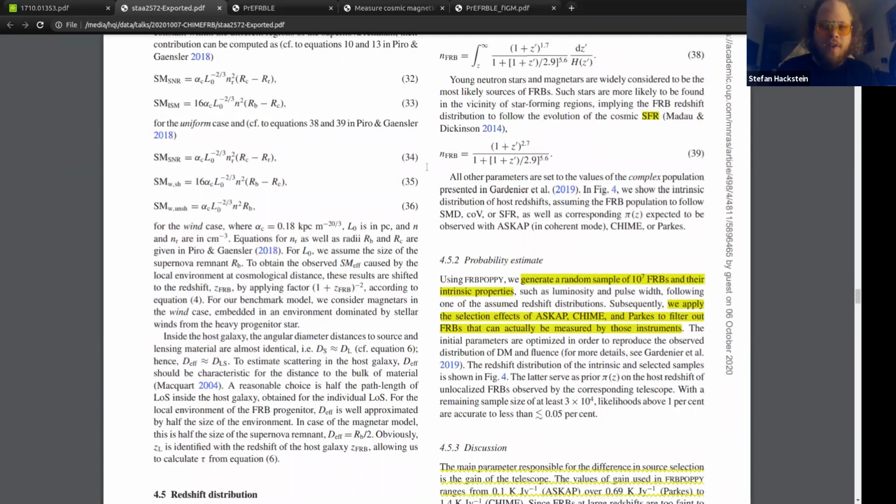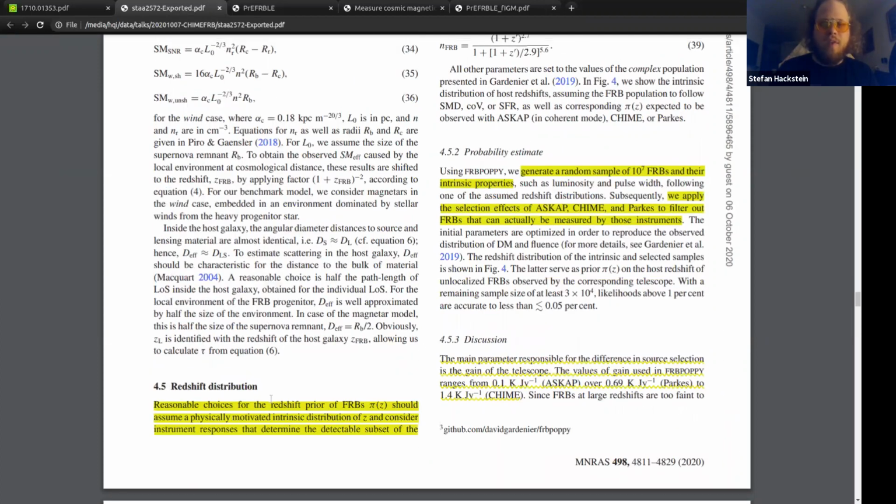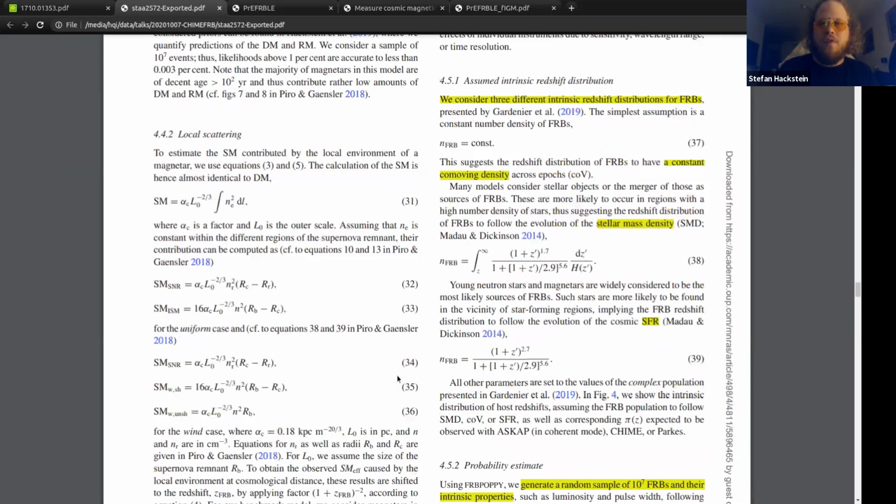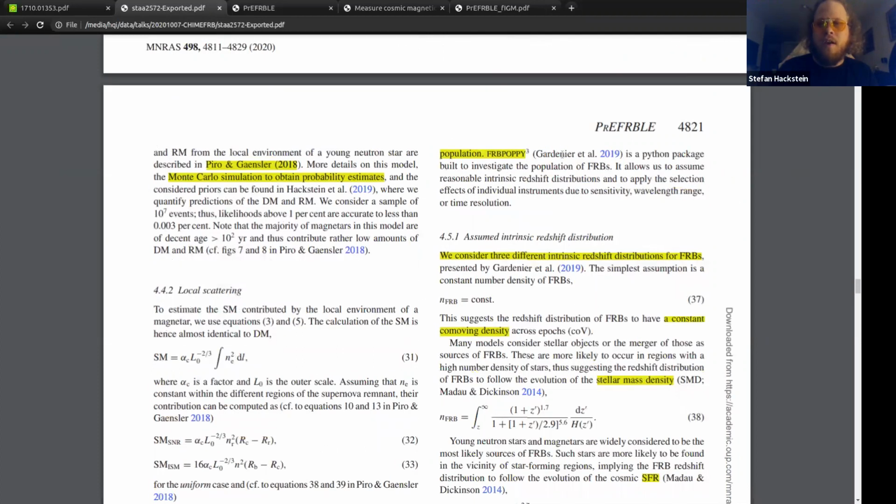So last but not least, as I said, we have to somehow model or estimate the distribution of fast radio burst redshifts. And this has been done with the FRB poppy code by David Gardenier, which is built to do exactly this, to get the distribution of fast radio burst redshifts and other properties. But we were only interested in the redshift distribution here, expected to be observed by different telescopes.